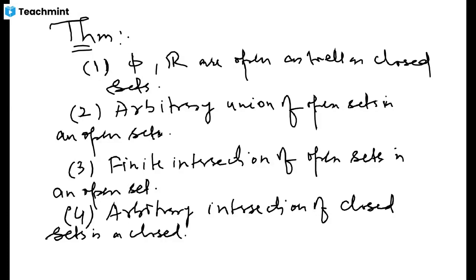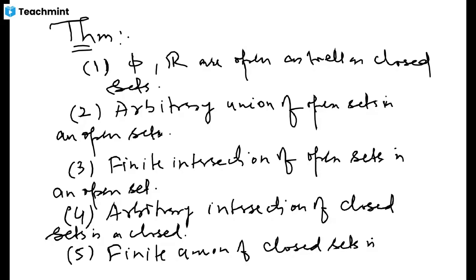And if you apply this complement part, De Morgan law, to this 3, then you get that finite union of closed sets is a closed set.